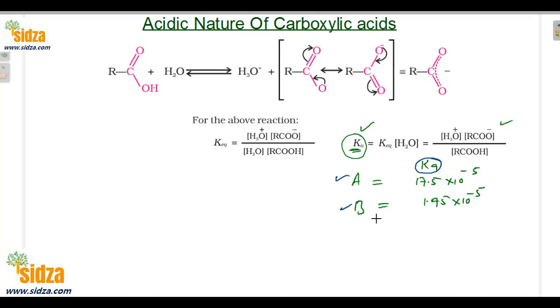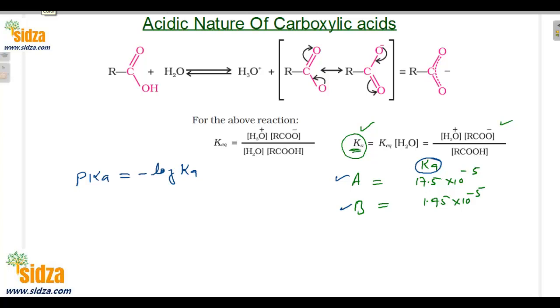We often compare the acidic strength of different acids in terms of the pKa value. What is this pKa value? pKa is the negative logarithm of this dissociation constant, negative log Ka. When you compare the acidic strength in terms of the pKa value, it becomes much easier to compare the strengths, because you get simple numerical values.